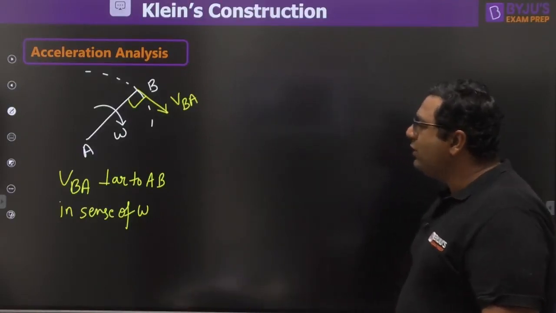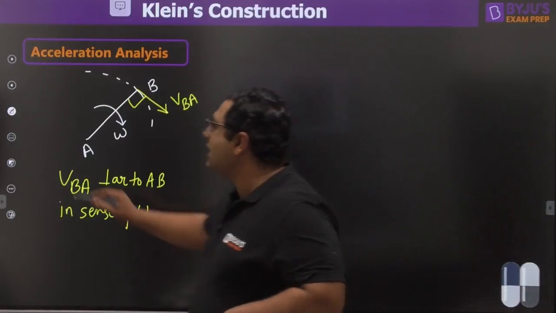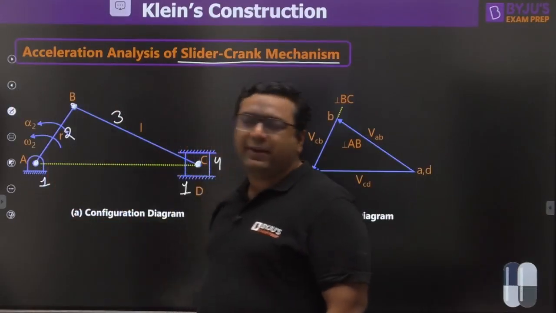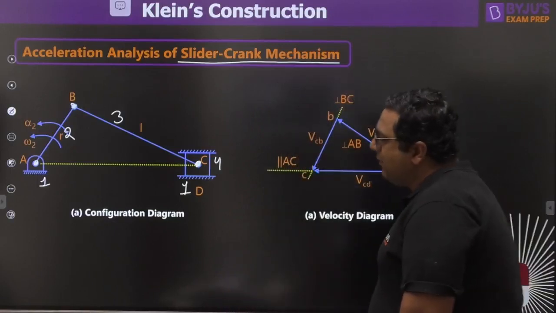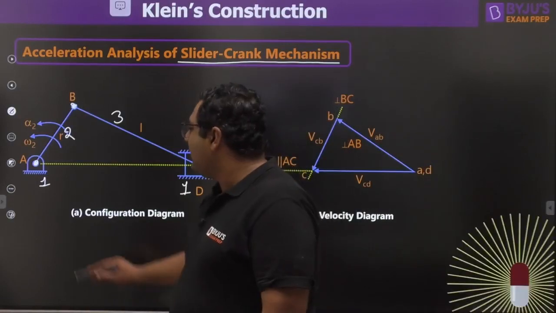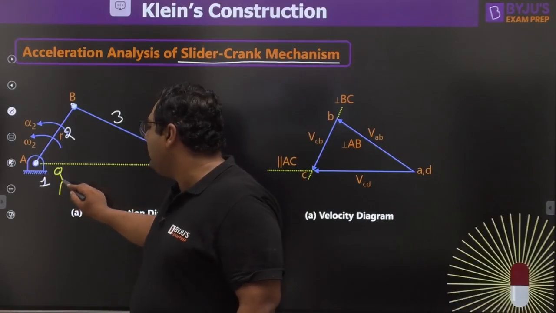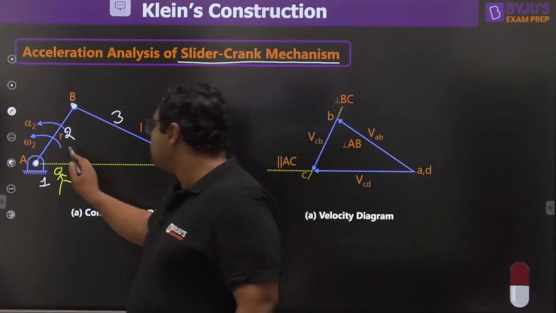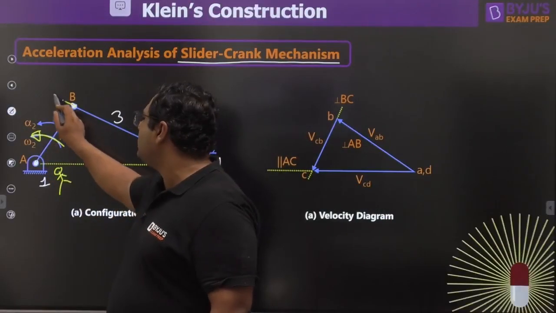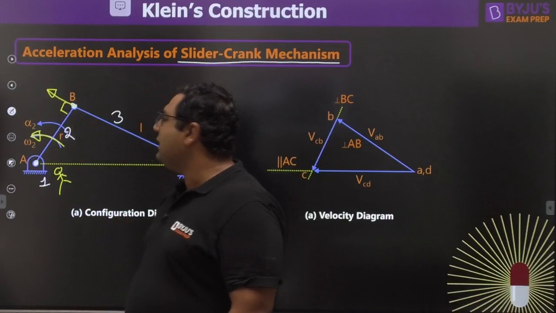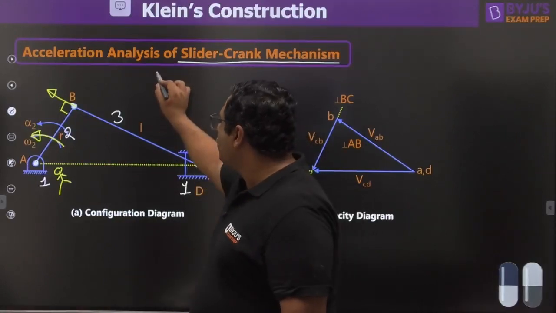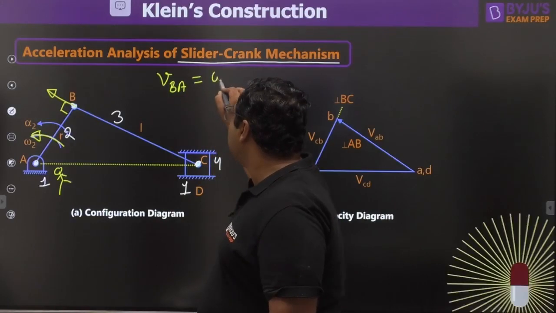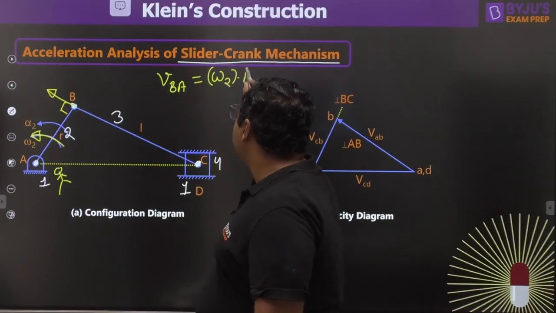Now we are going to use this concept to plot the velocity diagram. First of all, look at link AB. Whenever you sit at point A and look at point B, as omega is given in this direction, obviously the velocity of B with respect to A will be perpendicular to the link in the sense of omega. If you want to write down the velocity of B with respect to A, this is link 2, so it will be omega 2 into AB.